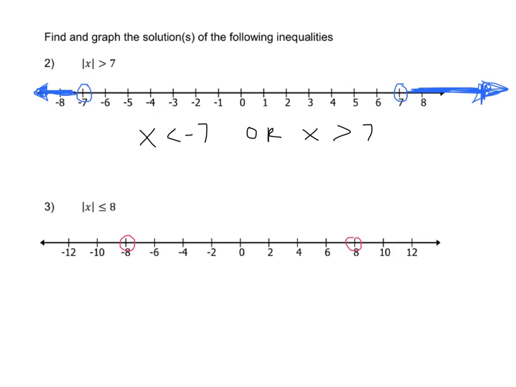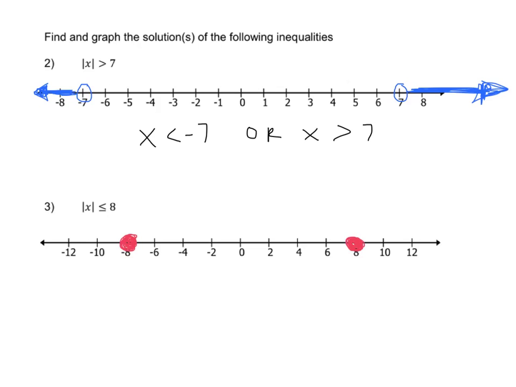And actually, since we want the numbers whose distance is less than or equal to 8, this is going to be a closed circle. So right there, those are the two spots at 8 and -8. Those are 8 spaces from 0.